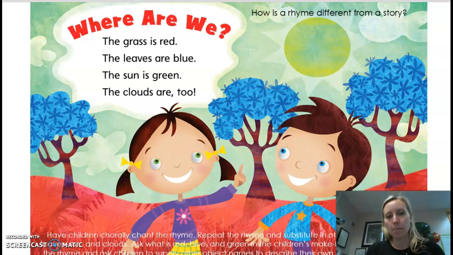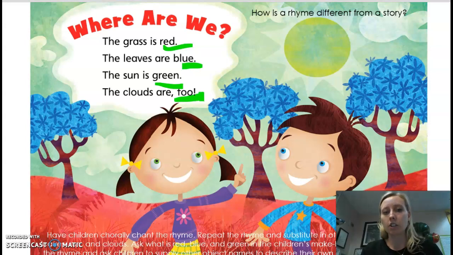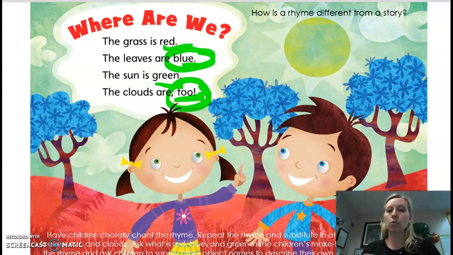So this is called a rhyme because part of the words sound the same. So the grass is red, the leaves are blue. So red and blue don't rhyme. So let's keep going. Let's do it again. The grass is red, the leaves are blue, the sun is green. That doesn't rhyme. Let's do it again. The grass is red, the leaves are blue, the sun is green, the clouds are too. So blue and too rhyme. That's what makes a rhyme different than a story. They have the same sound at the end. A story doesn't have rhymes all the time.